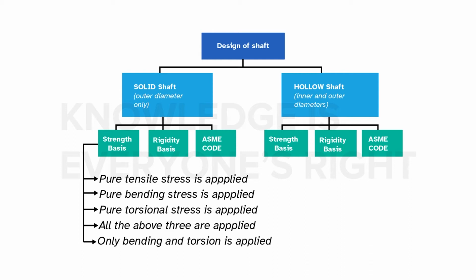You can see, under strength basis, there are 5 different cases. 3 of them are the cases with pure stresses such as tension, bending and torsion. The last 2 include combined stresses.